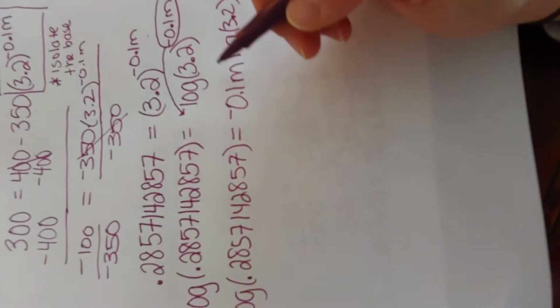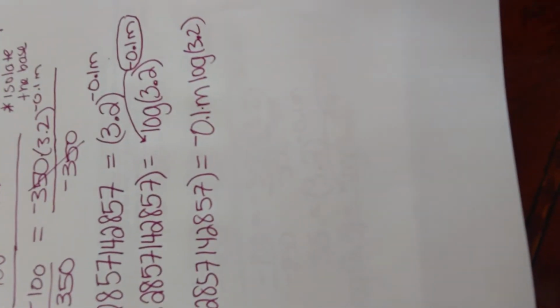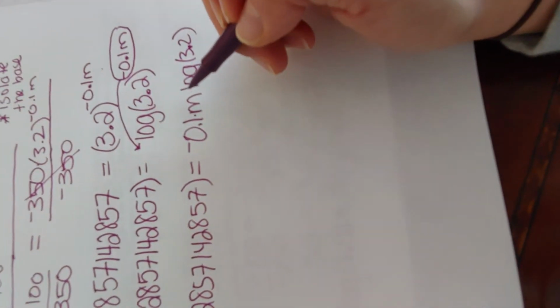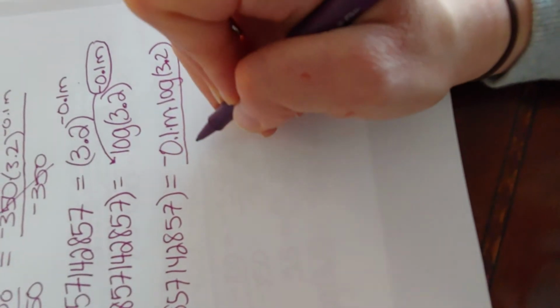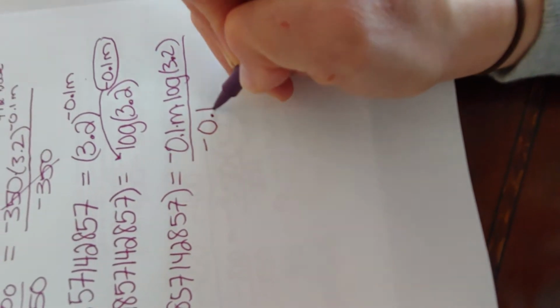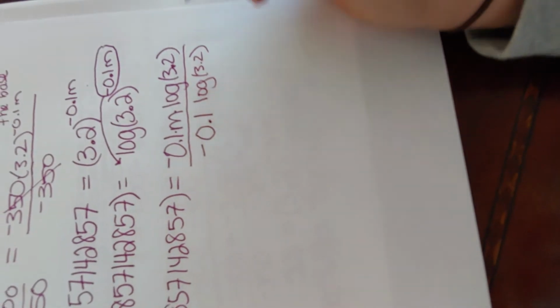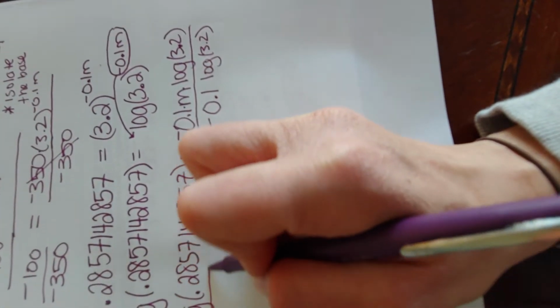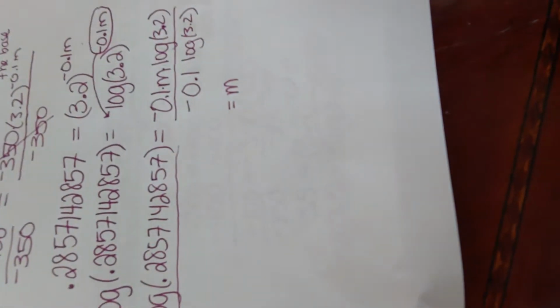All right, so I want m by itself. Remember this. This looks super scary, but if you notice, the negative 0.1 is connected to the m by multiplication. So I'm going to divide that off. And the log 3.2 is connected to the m by multiplication. So that needs to be divided off. So I can divide them both off at the same time. I'm going to divide off negative 0.1 and log 3.2 at the same time. So on the right side, I just have an m left over, which is what I want.